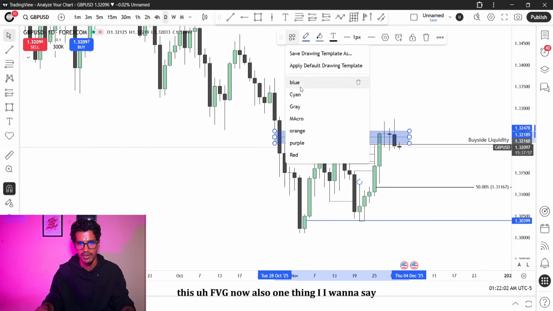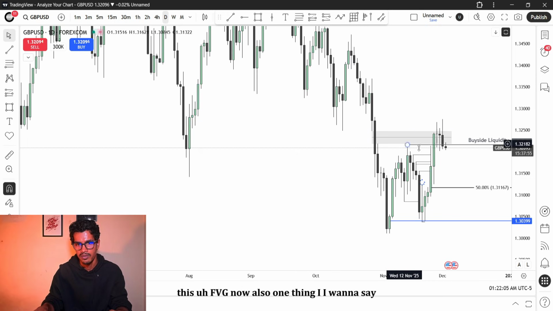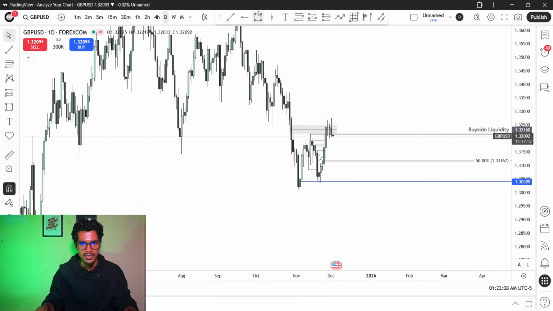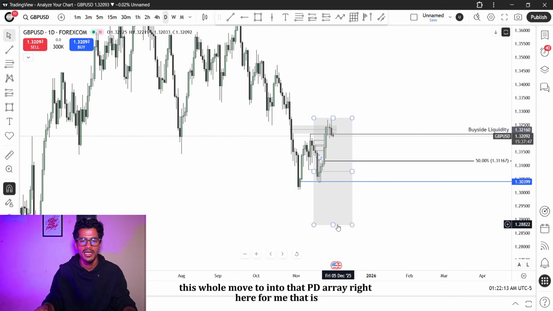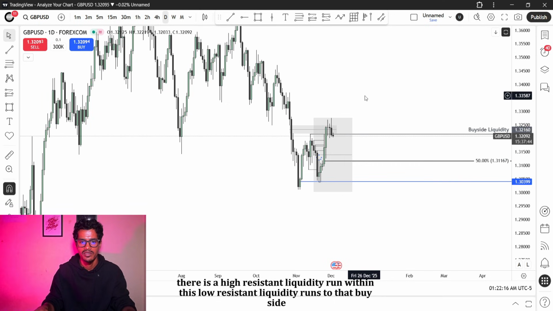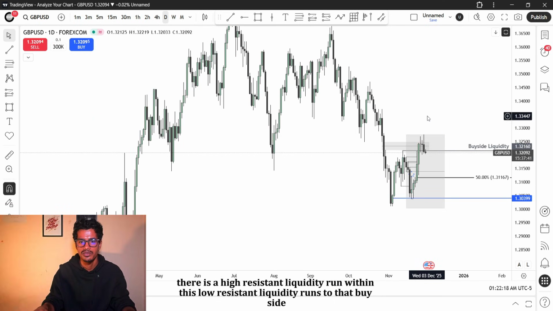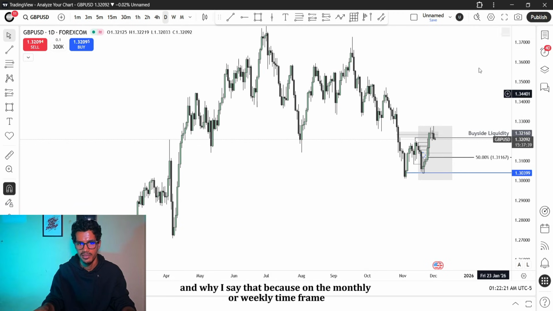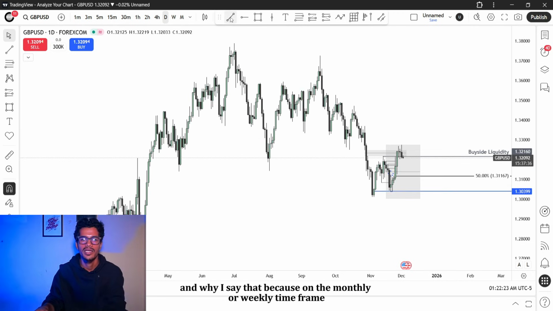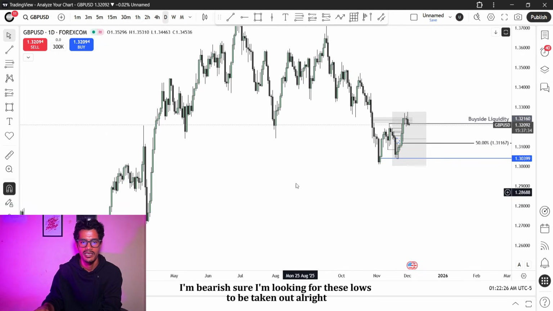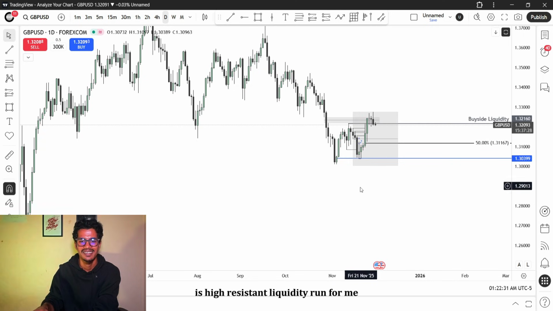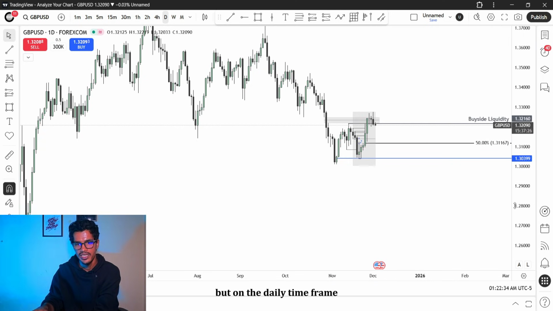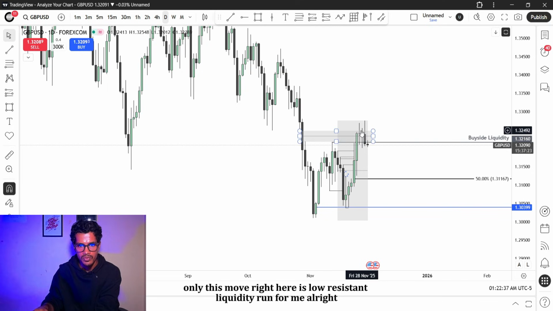This fair value gap. Now, also one thing I want to say, this whole move into that PDRA right here, for me, that is a high risk on liquidity run within this low risk on liquidity run to that buy side. And why do I say that? Because on the monthly or weekly time frame, I'm bearish. I'm looking for these lows to be taken out. So every move higher on the daily time frame is a high risk on liquidity run for me. But on the daily time frame, only this move right here is a low risk on liquidity run for me.